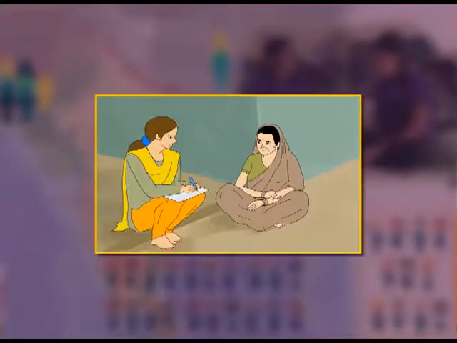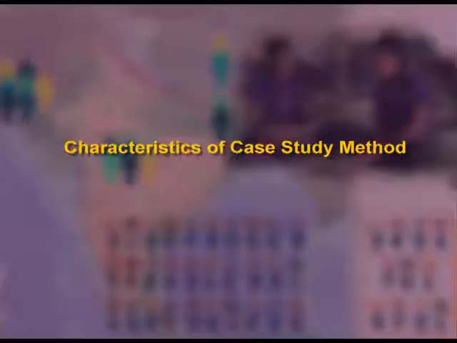For example, a lady of the countryside participated in an adult educational scheme and achieved its benefit. Now, she is capable of reading and writing. Here, the investigator collects information about her socio-cultural status, family background, reason for her participation in the adult education program, etc. Characteristics of case study method.